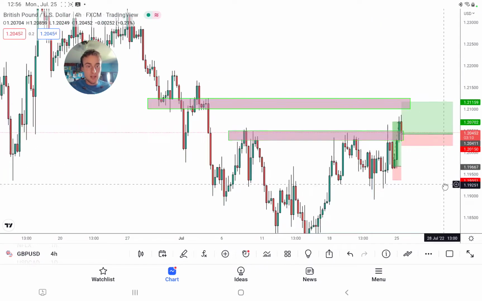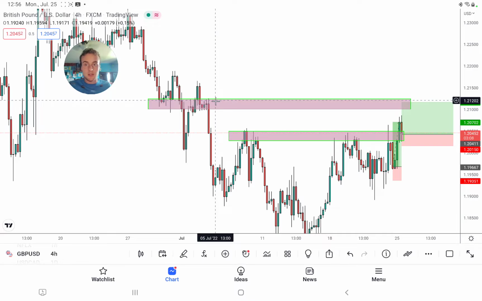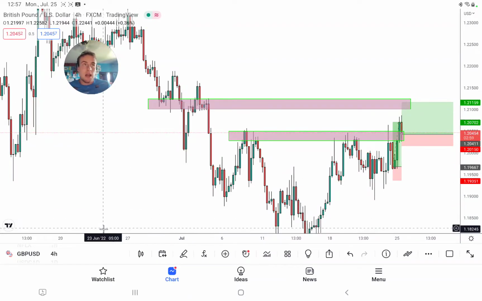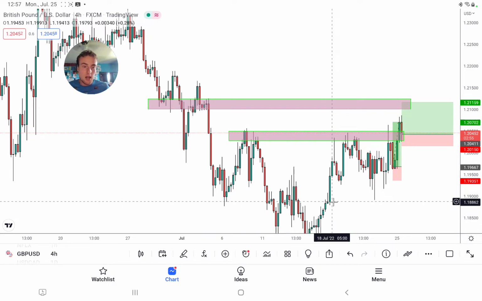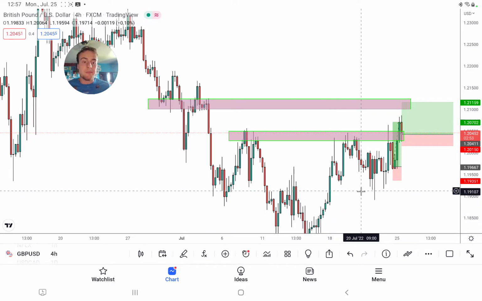And what I'm targeting for this is this nearest resistance zone that's on the 4-hour. Now, this could actually go a lot higher, and I will be looking for that. But for now, that's my target. So that's the British pound US dollar trade full breakdown. That's all there is going on here.